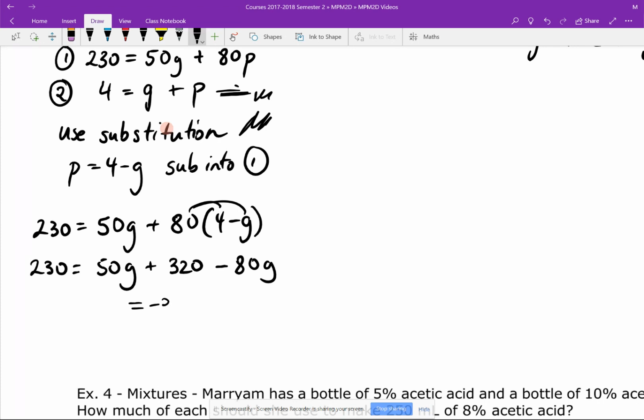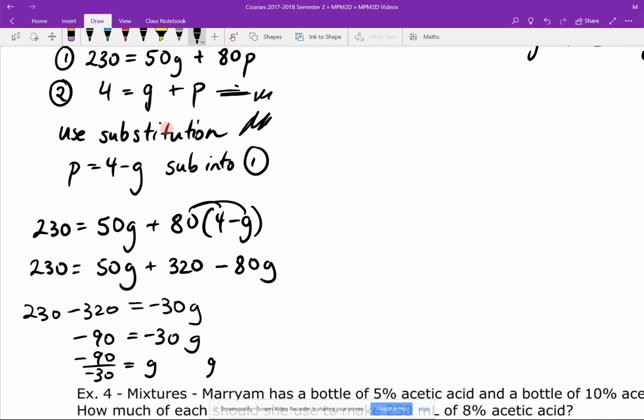Then if I collect like terms, 50 minus 80 is negative 30, so negative 30G. And if I subtract 320 from both sides of the equation, 230 minus 320 is negative 90, equals negative 30G. If I solve for G, I divide both sides by negative 30, and I get G equal to 3.